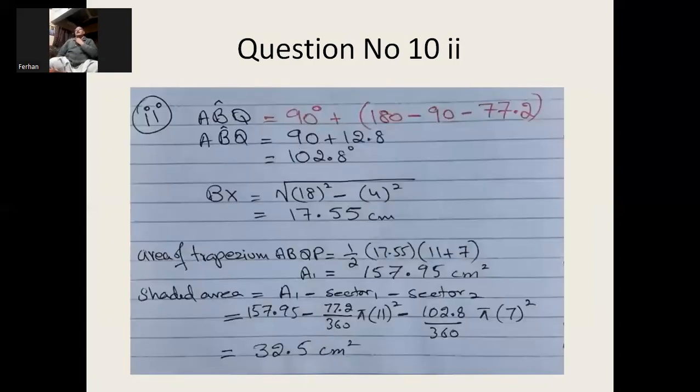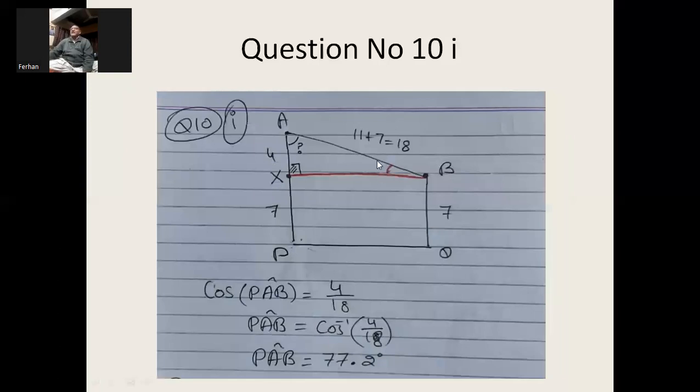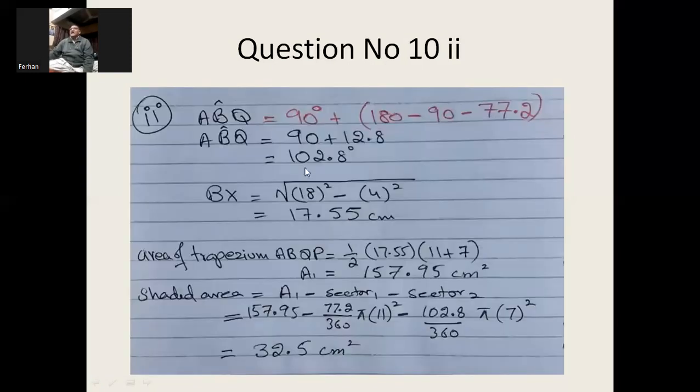So the angle ABQ will be equal to 90 plus (180 minus 90 minus 77.2). So it will be 90 plus 12.8, and that will be 102.8. So basically what I have done, I have found this angle first, and then I have added 90 to it. So I got this angle, that is 102.8.